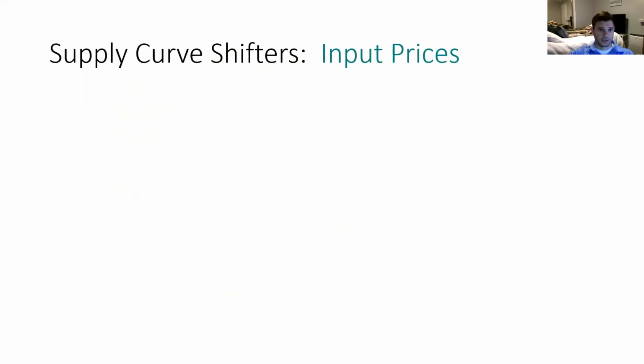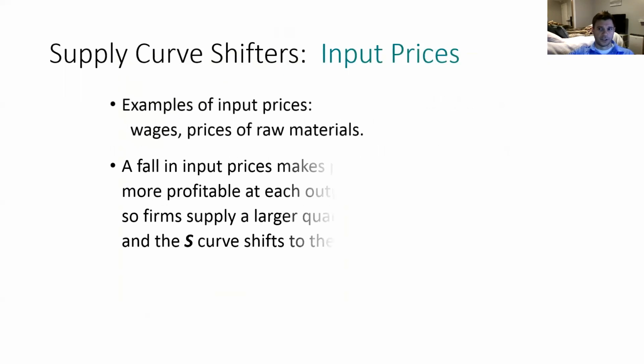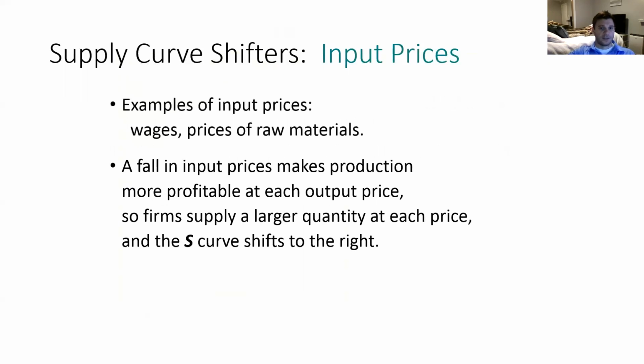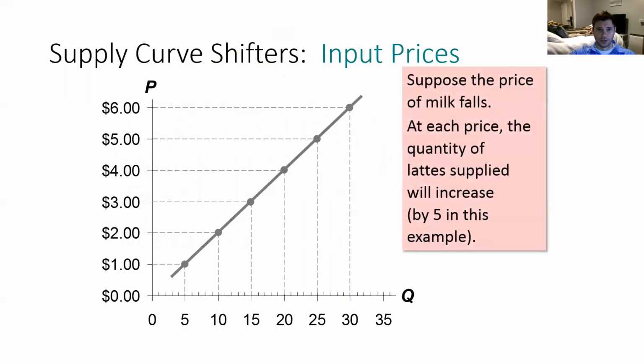Input prices are literally the cost of our factors of production. Anytime we have a reduction in input prices, this means that at the same level of output, we're able to make even more profit because our costs are now lower. So the firm is able to produce a larger quantity at any given price. Again, we're going to model this as a rightward shift in the supply curve.